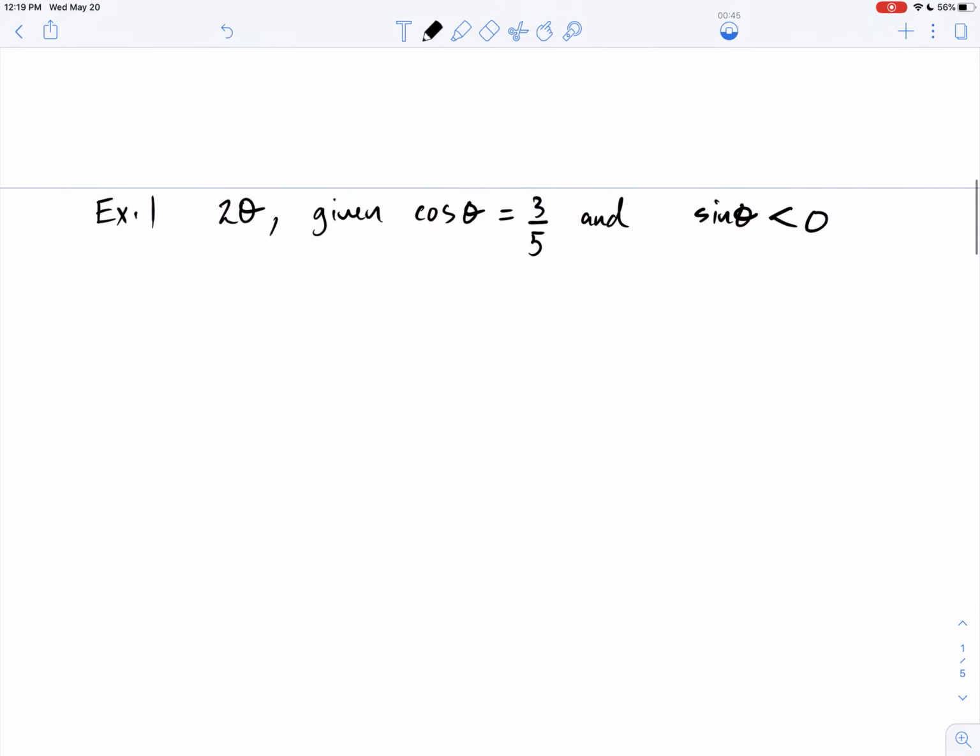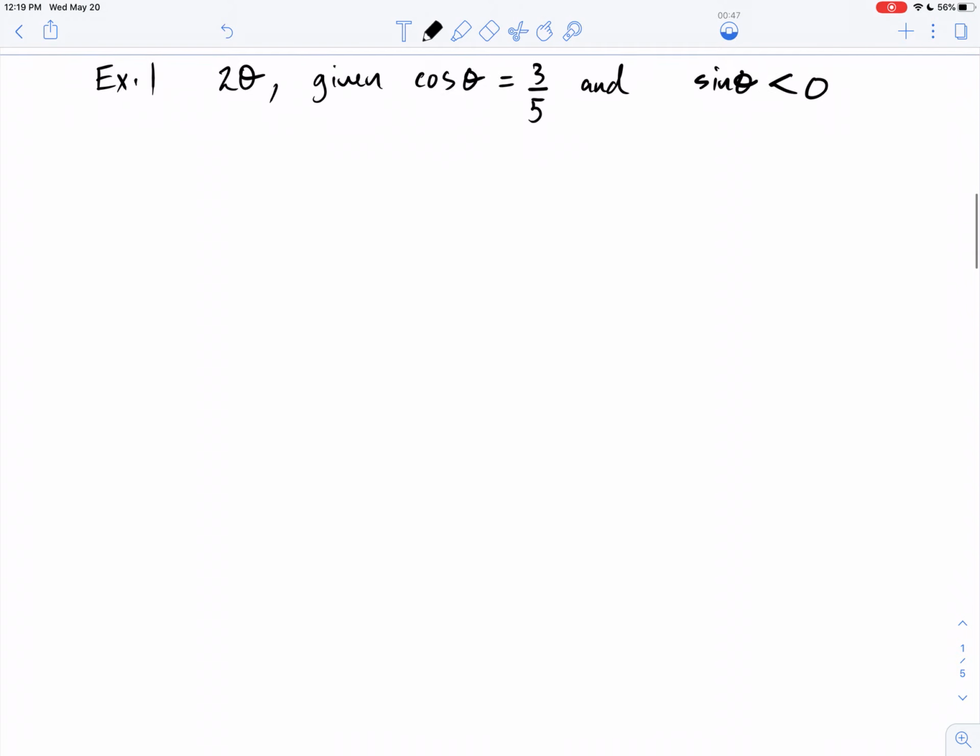I'm scrolling down. My first example says 2 theta. Given cosine theta equals 3/5 and sine theta is less than 0. So I have to think to myself, where am I located? Because everything that we do draws on something we knew before, and this is the good old-fashioned ASTC rule, or All Students Take Calculus concept. If cosine's positive and sine's negative, where I'm looking would be right here in quadrant 4.